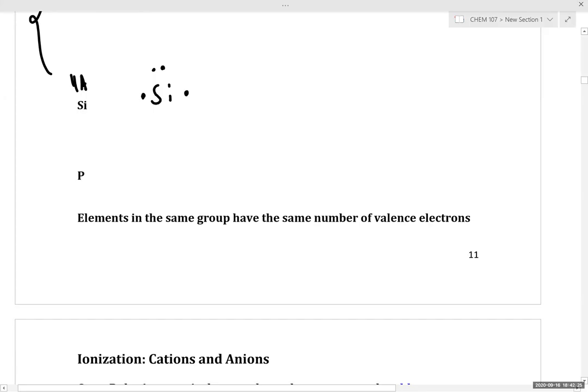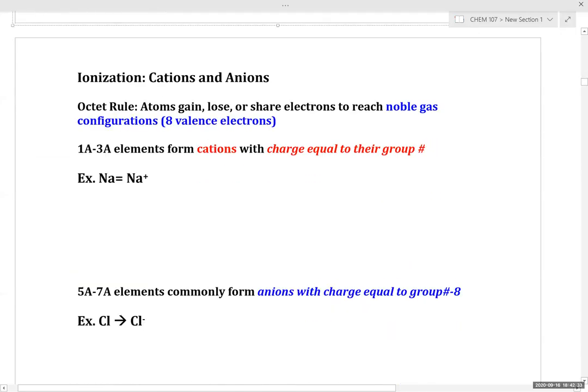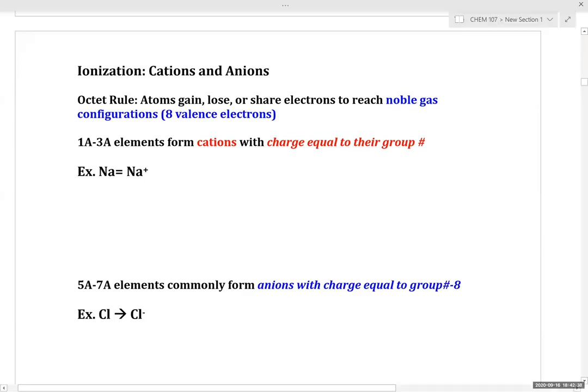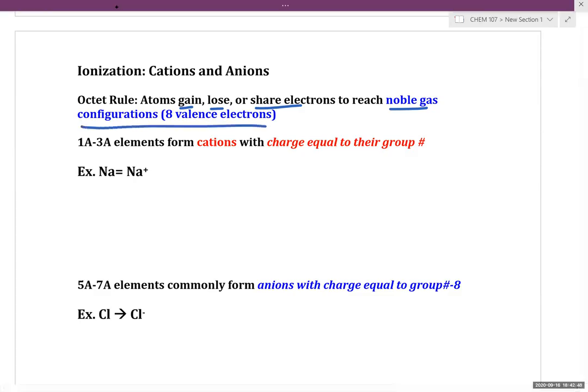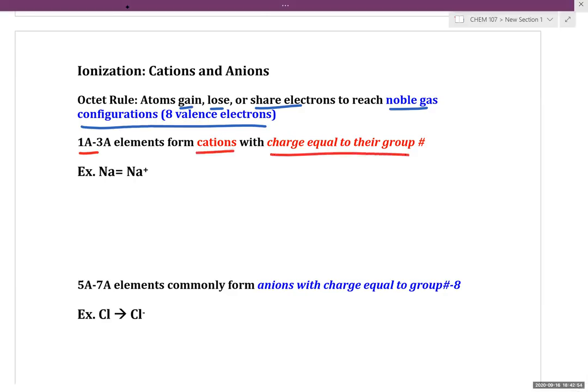Okay, so just to remember, elements in the same group have the same number of valence electrons. And the nice thing about Lewis dot structures is that they make it really easy to visualize gaining and losing electrons. So just as a reminder, the octet rule: atoms will gain, lose, or share electrons to reach noble gas configurations. Your 1A through 3A elements form cations with charge equal to their group number.